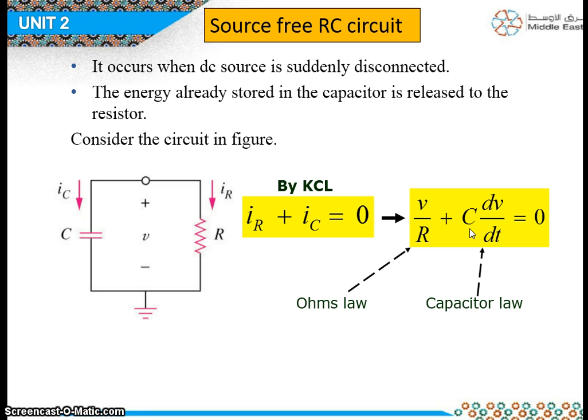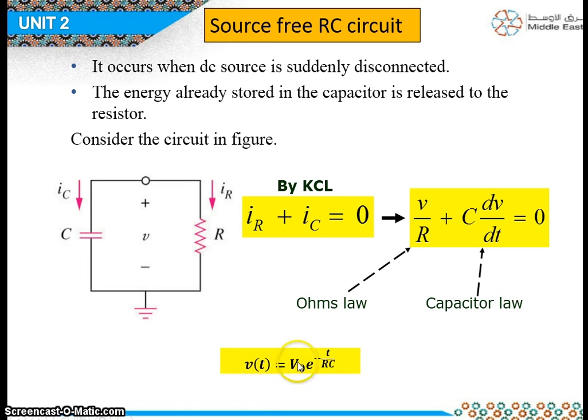Now this is a differential equation. Simplifying the equation for an expression for the voltage as a function of time, the equation can be derived in this form: V(t) = V0 e^(-t/RC).